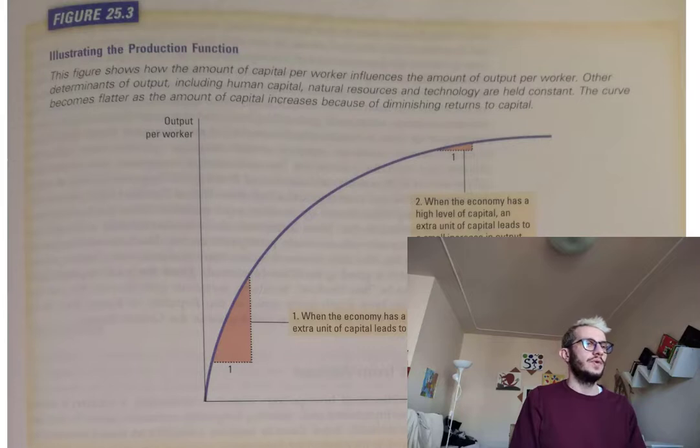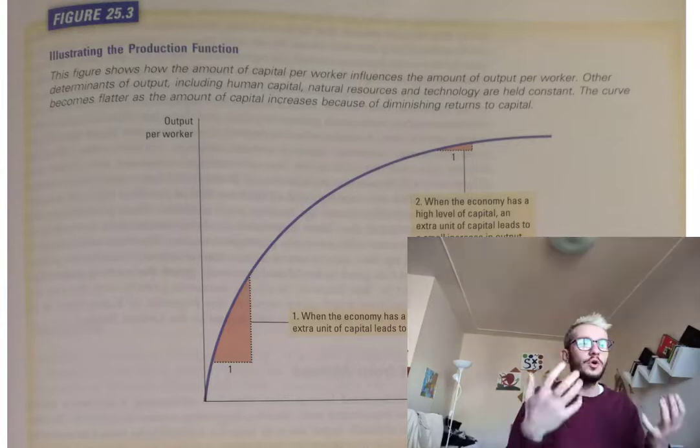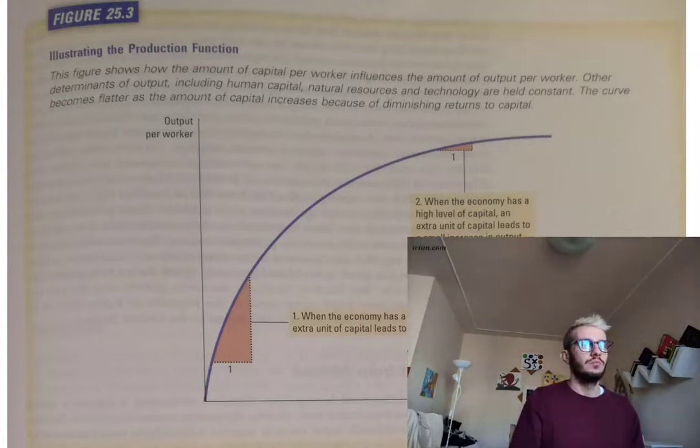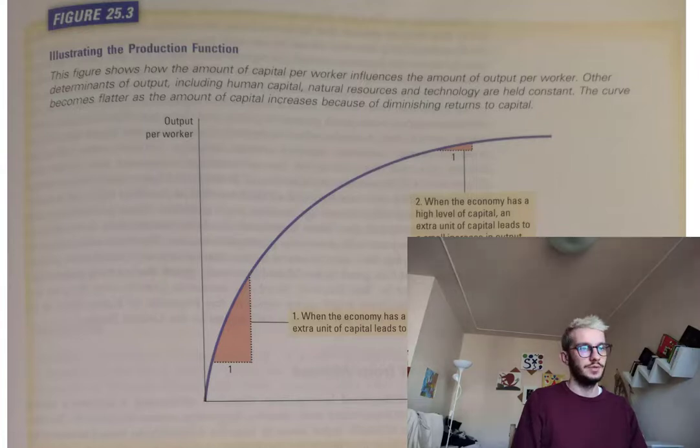So, the production function. There are natural resources, human capital, technology, and capital in an economy. When the economy has a low level of capital, an extra unit of capital leads to a large increase in output. While when the economy has a high level of capital, an extra unit of capital leads to a small increase in output. And that's why you would see a lot of these American multinational corporations investing massively in emerging countries, and not so much in their own countries.